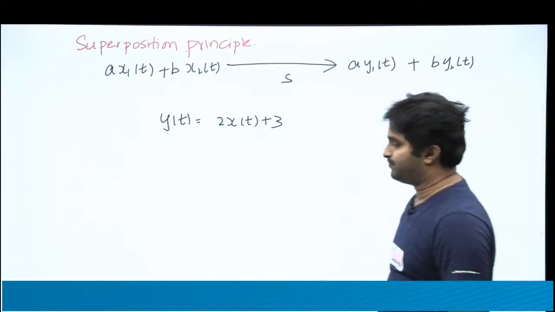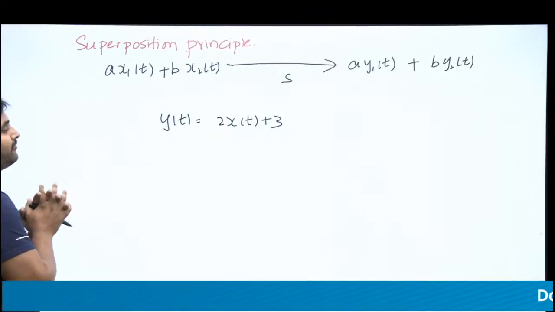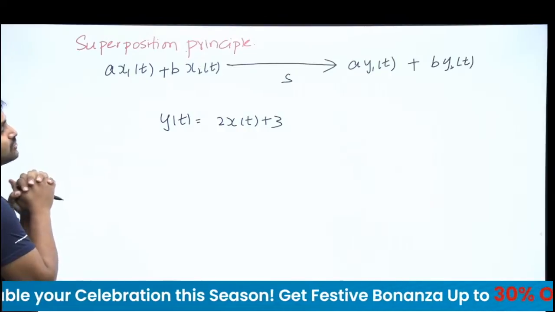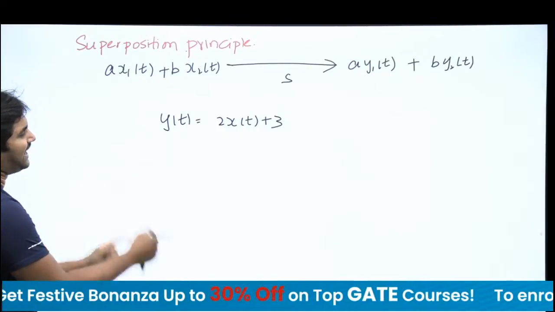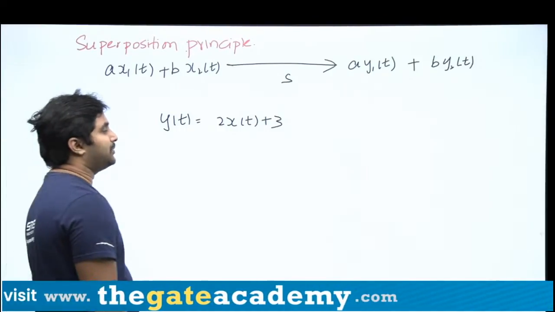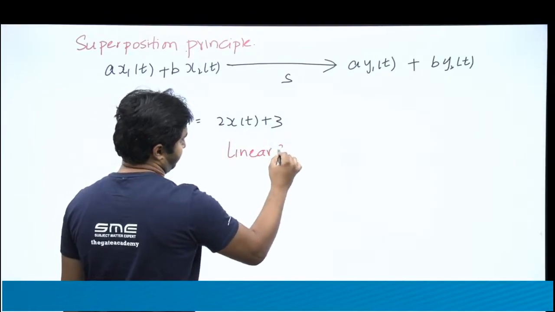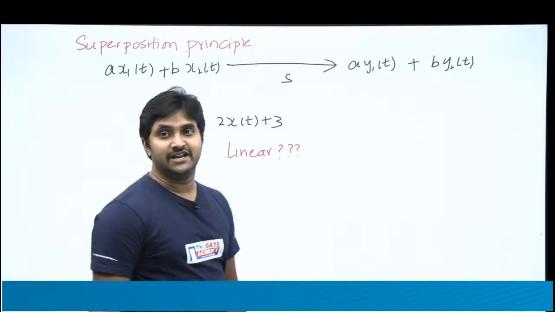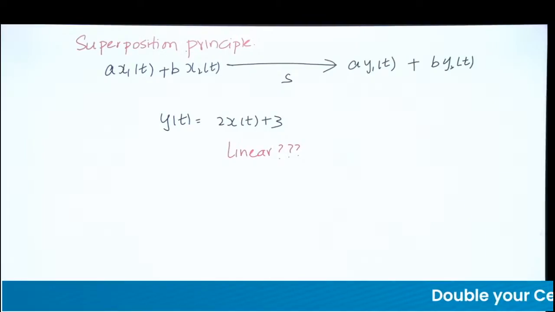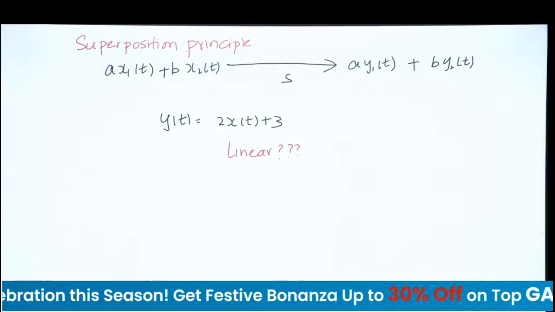Can you please tell me whether it is a linear system or not? We are very tempted towards calling it a linear system because it looks like a line, isn't it? Can we call it a linear system? Yes or no? Harsha says it's non-linear.